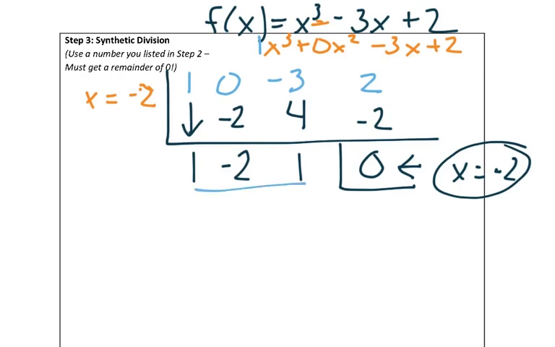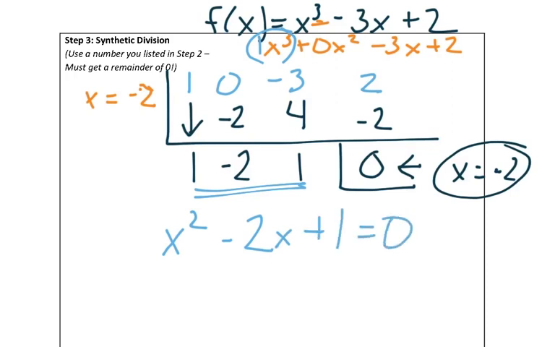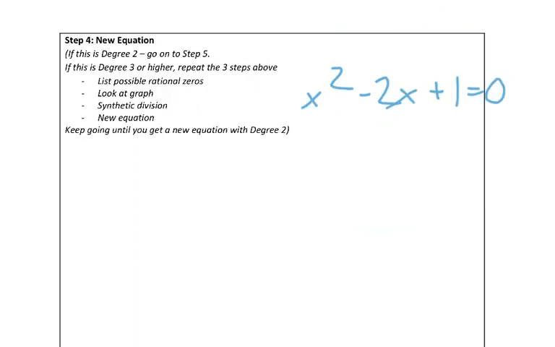So then I'm going to write this as my new problem. This was an x cubed up here, which means I have to start with 1 degree smaller here. So I'll have x squared minus 2x plus 1 equals 0. So I'm going to rewrite that on step 4. And this tells me that if it's degree 2, I just need to keep going on to step 5. I don't have to do anything in step 4. So I'm going to write this in step 5, and I'm going to see how to solve that.